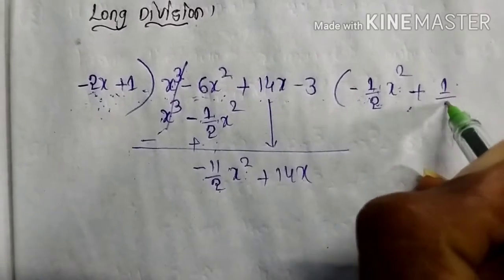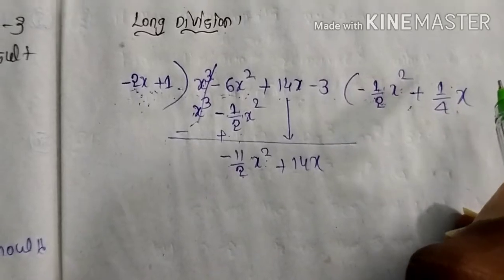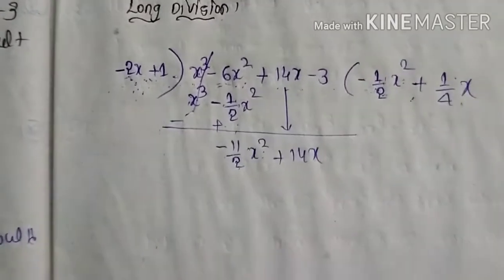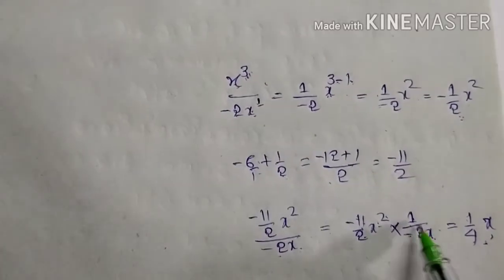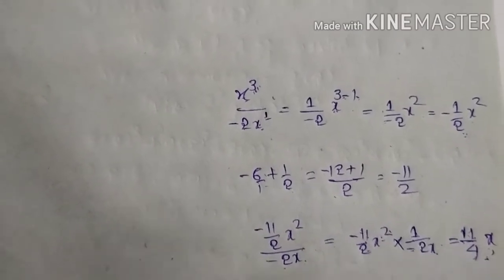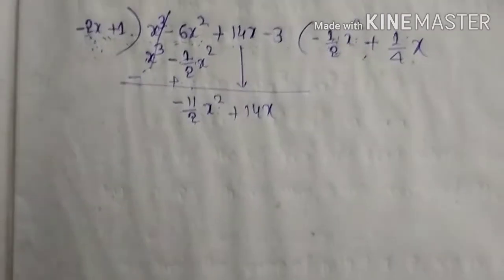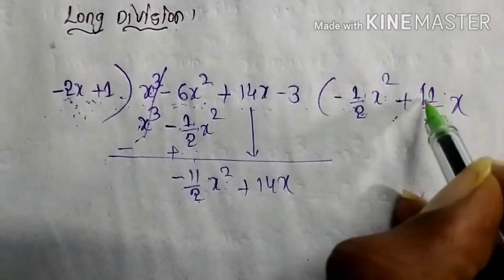You can write here plus 1 by 4x. See, already it is 1 by 4x or not? See here it is 11. 11 by 4x. Here it is not 1, it is 11 by 4x.